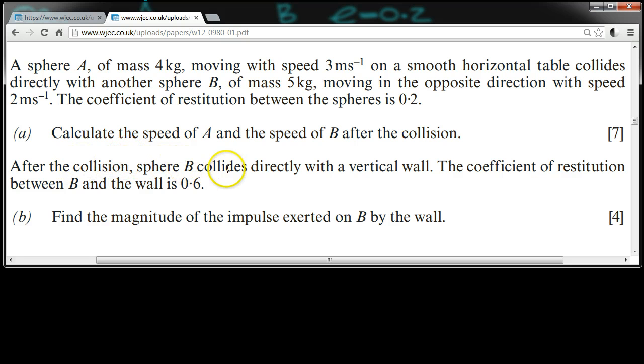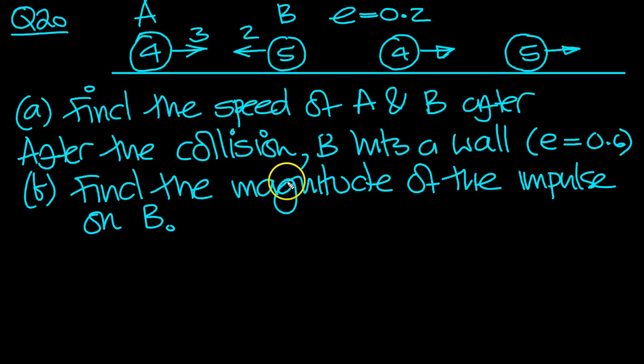After the collision, sphere B collides directly with a vertical wall. The coefficient of restitution between B and the wall is 0.6. Find the magnitude of the impulse exerted on B by the wall. So there's the question then.